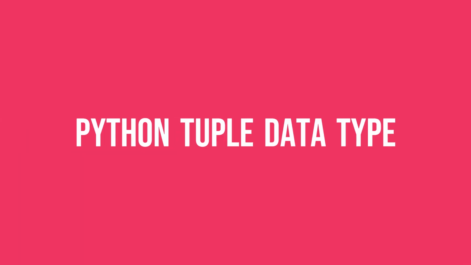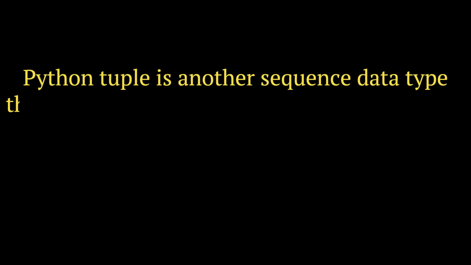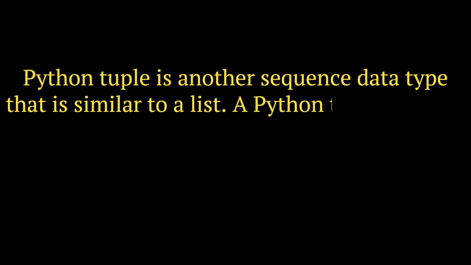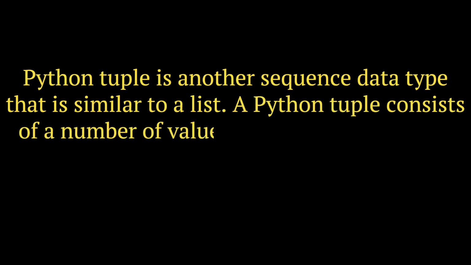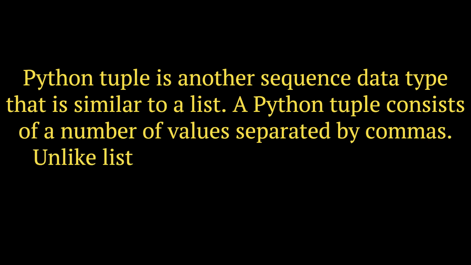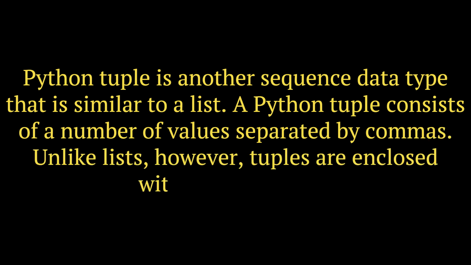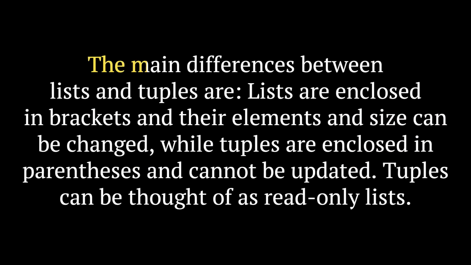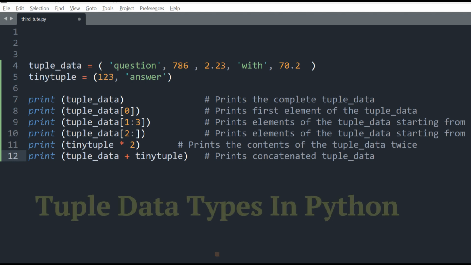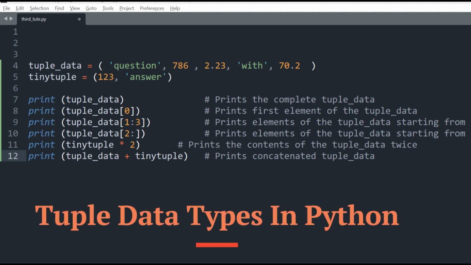Python tuple data type. Python tuple is another sequence data type that is similar to a list. A Python tuple consists of a number of values separated by commas. Unlike lists, however, tuples are enclosed within parentheses. The main differences between lists and tuples are, lists are enclosed in brackets and their elements and size can be changed, while tuples are enclosed in parentheses and cannot be updated. Tuples can be thought of as read-only lists. Here is some example of tuple data types.